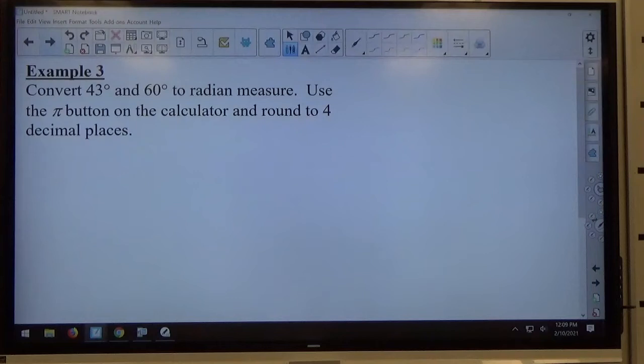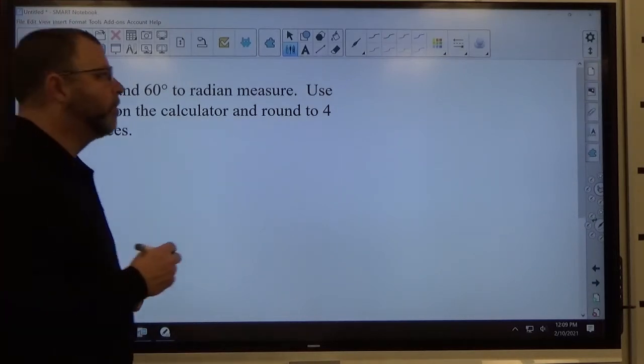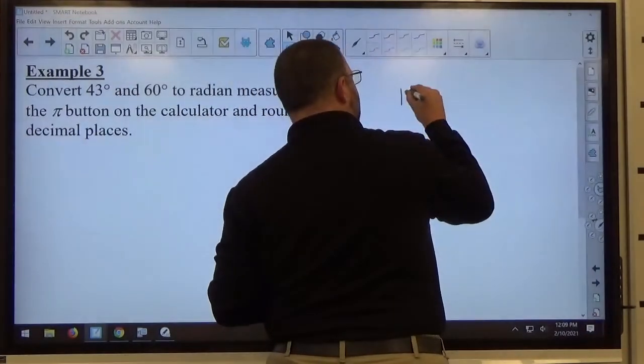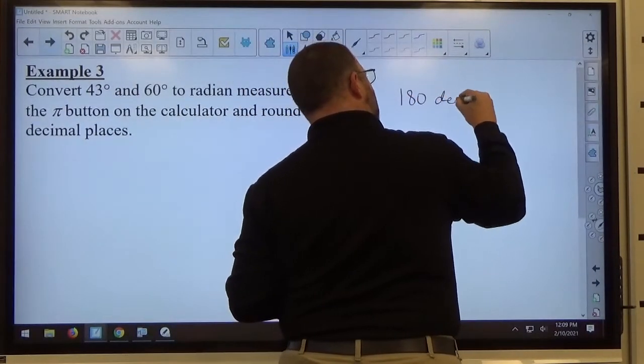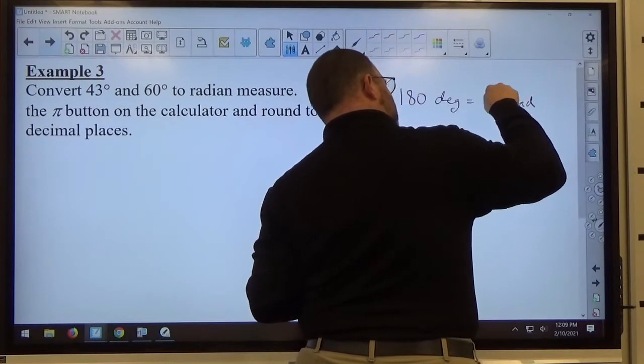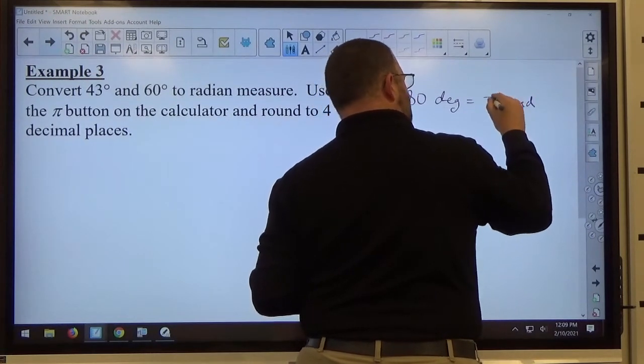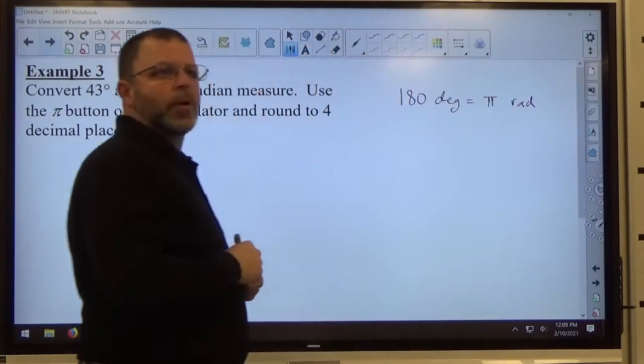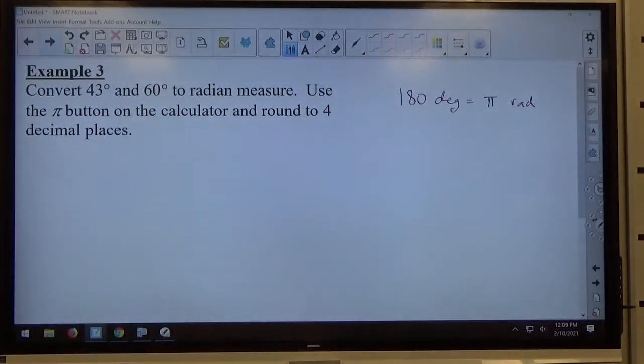All right, example 3 asks us to convert from degrees to radians, and then example 4 is going to go the other direction, radians to degrees. The fact that you need about degrees and radians is this fact: 180 degrees equals pi radians. And pi is the number pi that is part of the circular formulas that we use for area, perimeter, and so on and so forth for circles. So pi radians, 180 degrees are equivalent values.